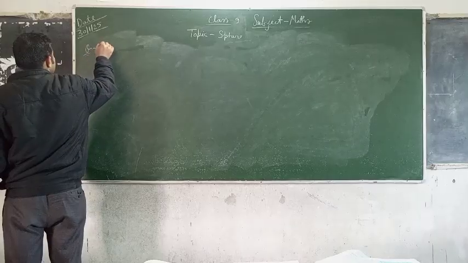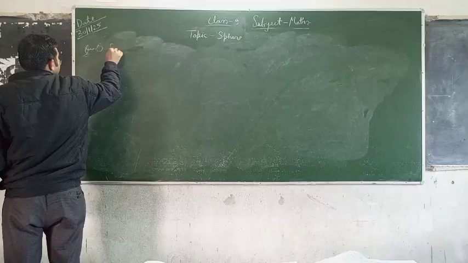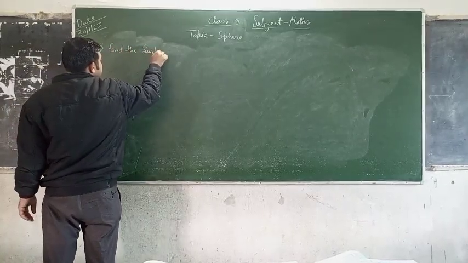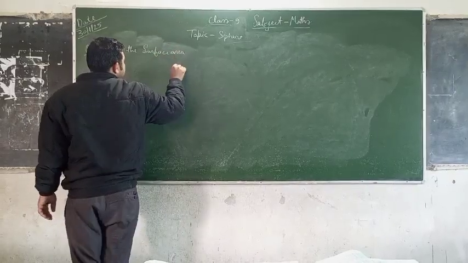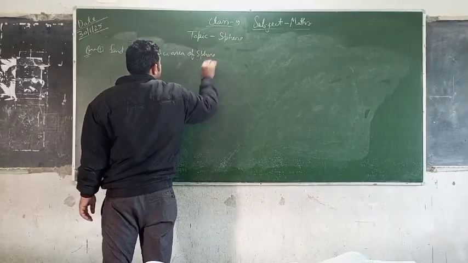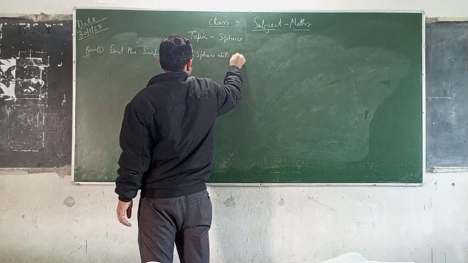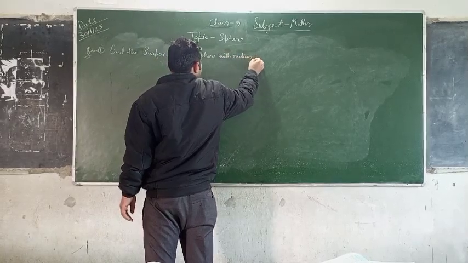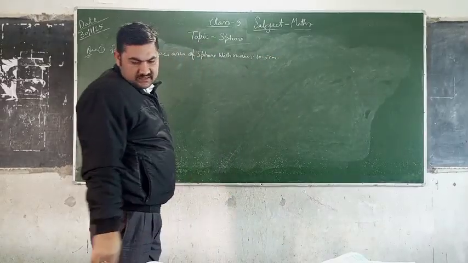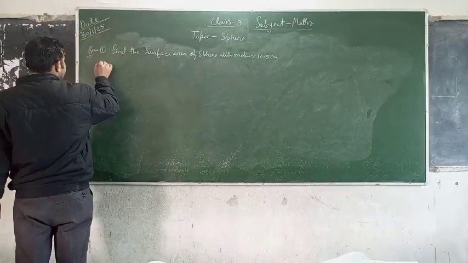Question number 1: Find the surface area of a sphere with radius that is 10.5 centimeter. Okay, 10.5 centimeter. Radius is given.